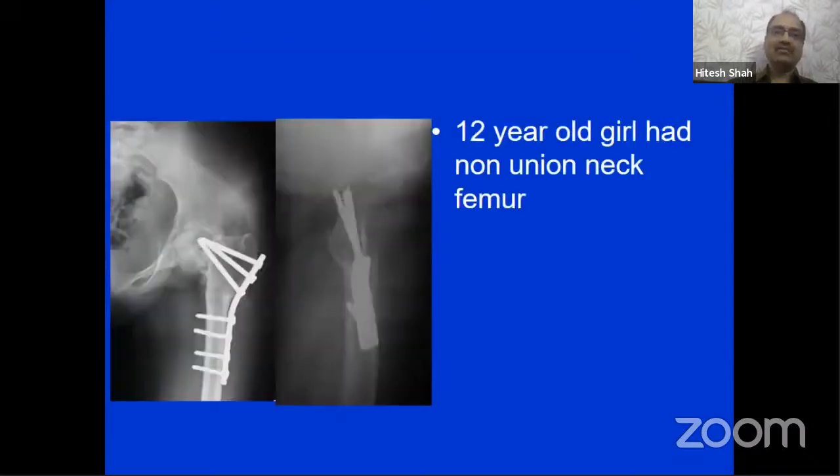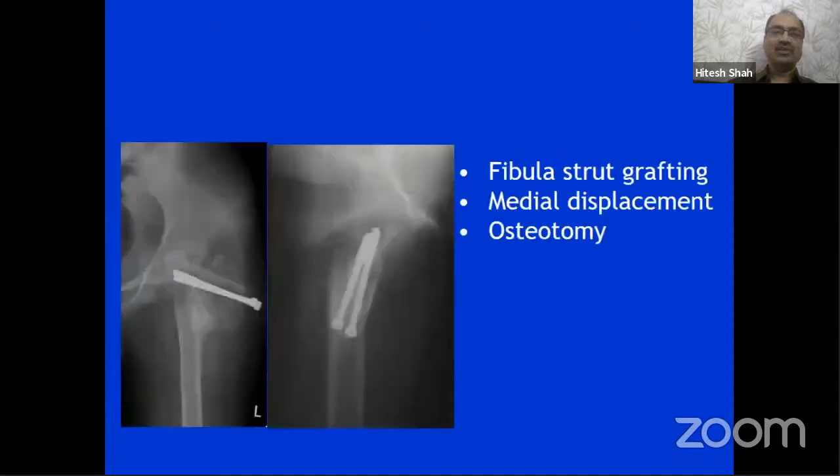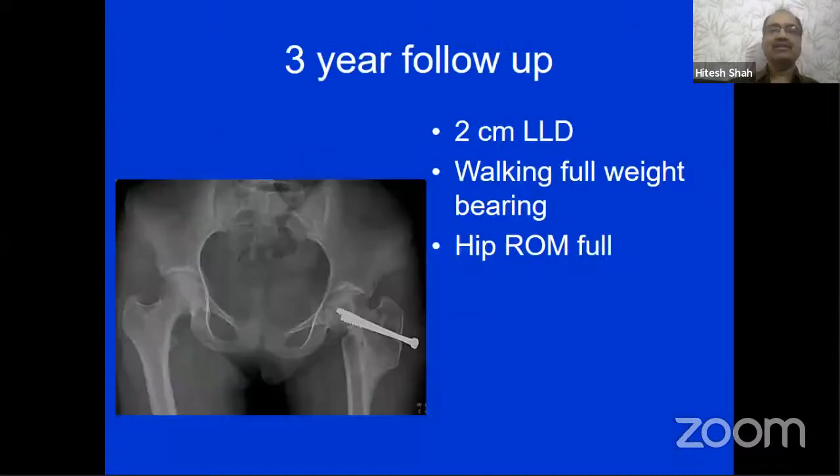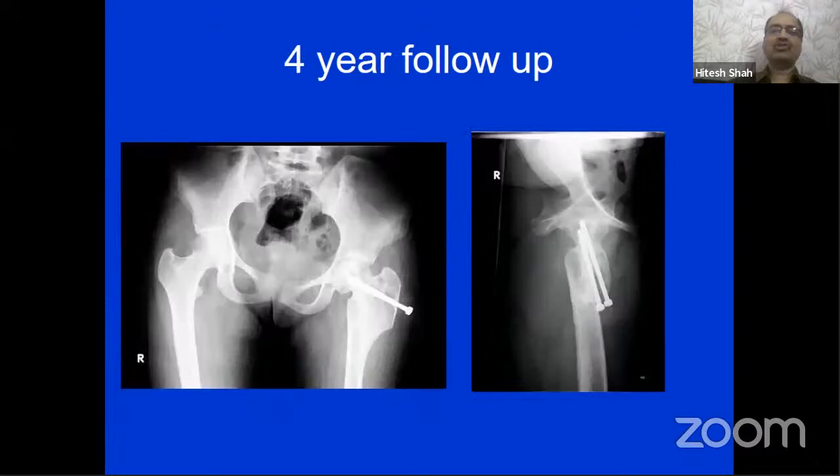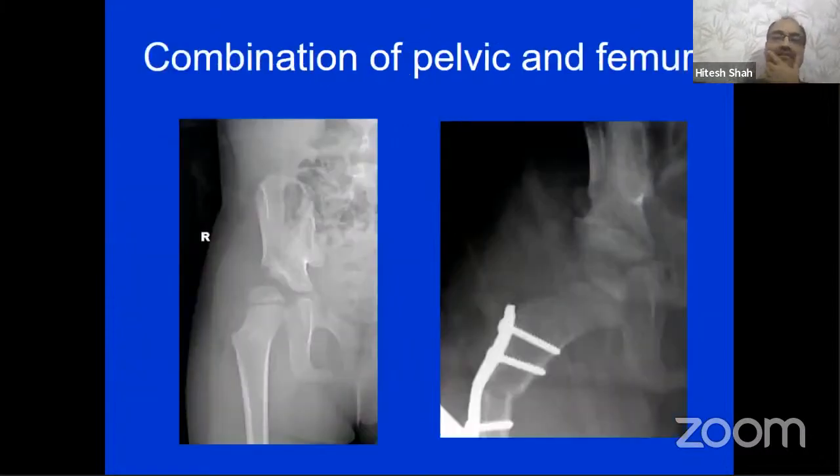This is a child presented with a failure of the surgery, treated with the medial displacement. When you do the medial displacement, it is a typical example for the neck femur osteotomy. Nowadays, not many people will do that, but for completion we need to talk about the McMurray's osteotomy. That is a medial displacement, the armchair effect of the McMurray's osteotomy.